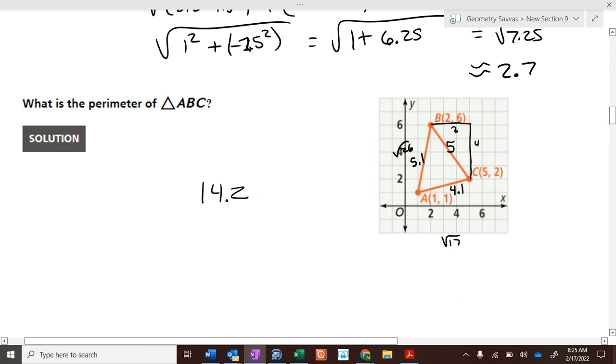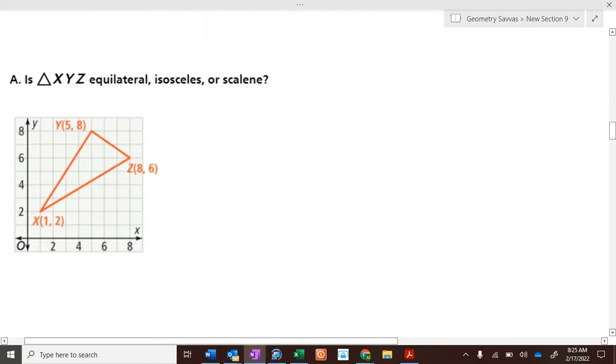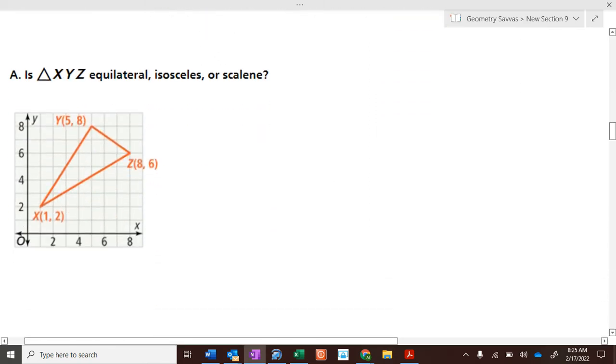Use the Pythagorean theorem or the distance formula, whichever is easier for you. Find the distances of each side. Is this equilateral, isosceles, or scalene? What does the word equilateral mean? All sides are the same. What does isosceles mean? Two sides are the same. What does scalene mean? No sides are the same.